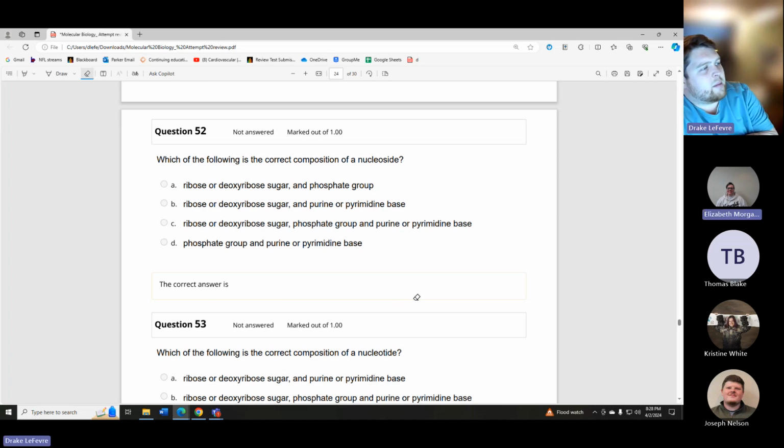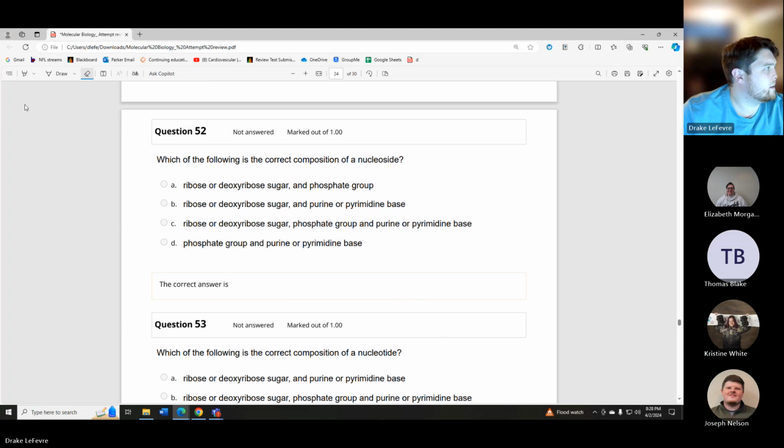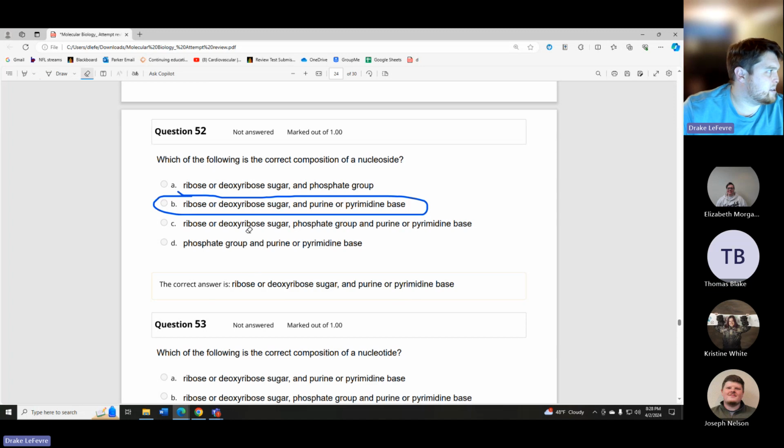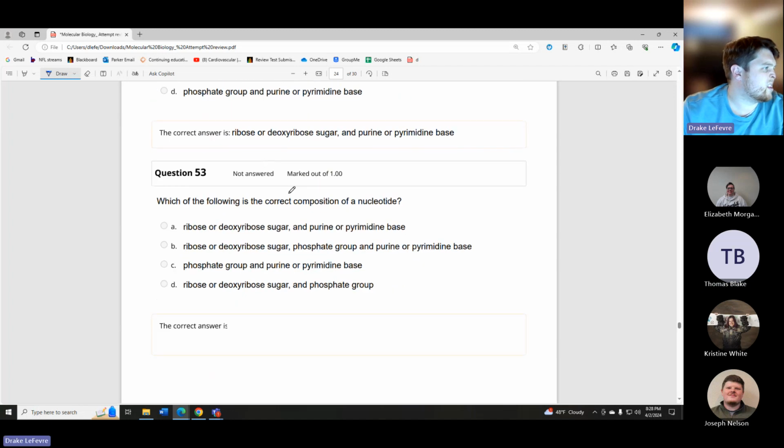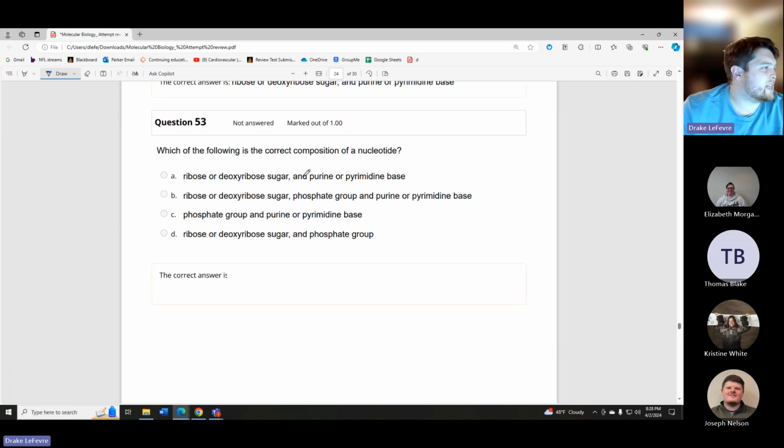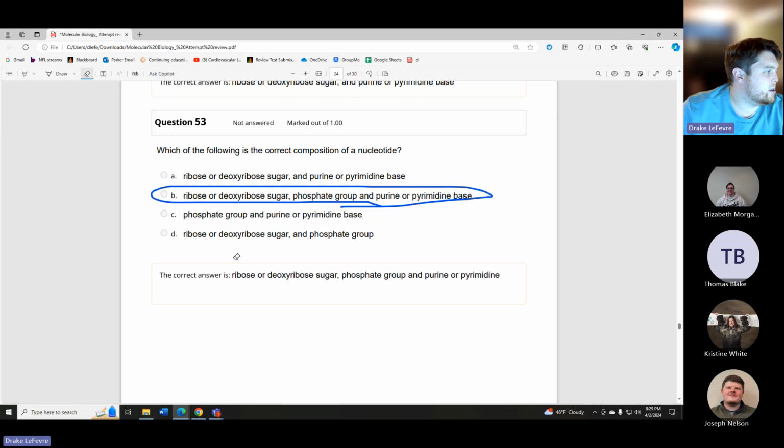Which of the following is the correct composition of a nucleoside? We should know this one because we talked about it. Yeah, it's going to be B. It's the ribose or the deoxyribose sugar and the purine or pyrimidine base. It's the nucleoside. What is the correct composition of the nucleotide? That one would be B. It's going to be just adding in that phosphate group.